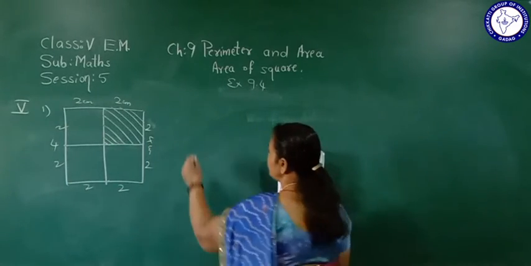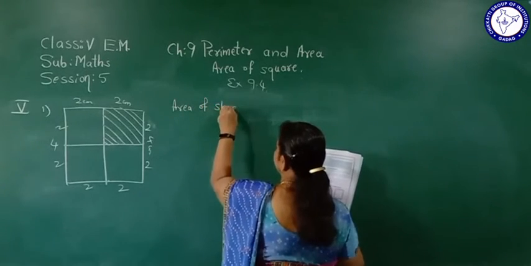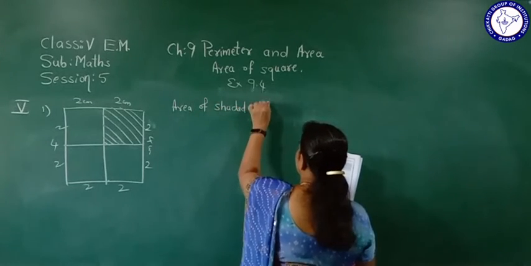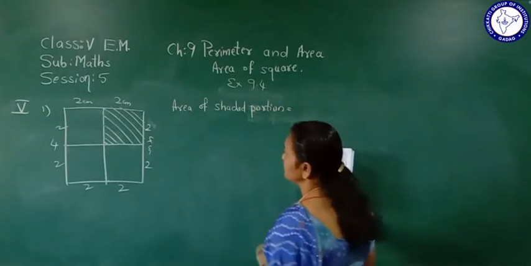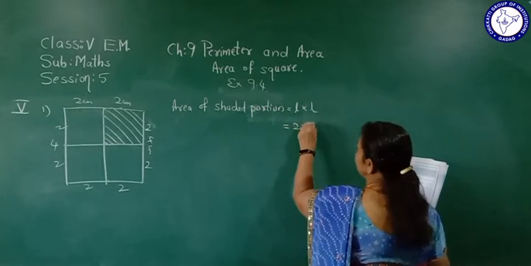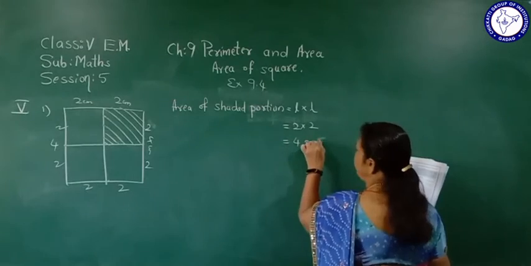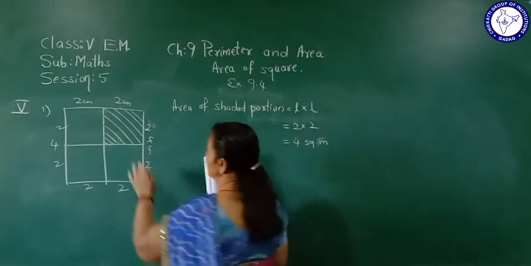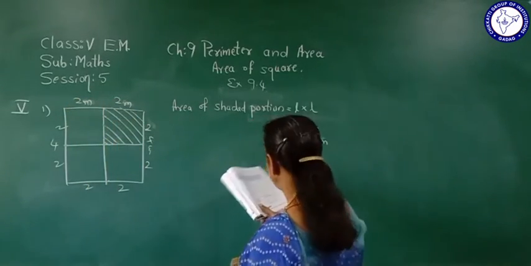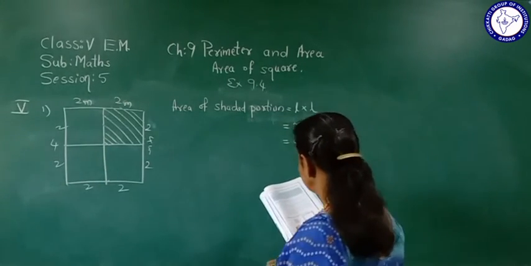So here area of a shaded region, shaded portion, let me write, and it is a square, isn't it? So we write length into length, which is equals to 2 into 2, it is 4 square meter. Here it is in meter, not in centimeter, okay? This is in meter.